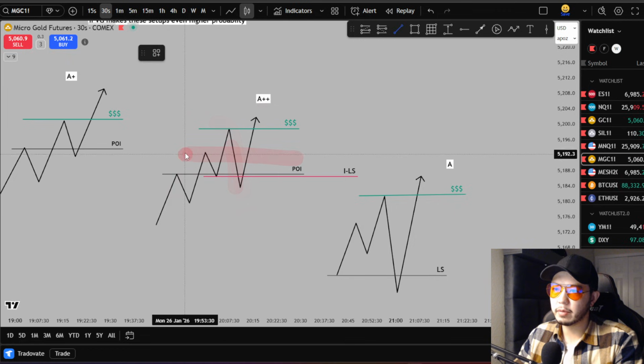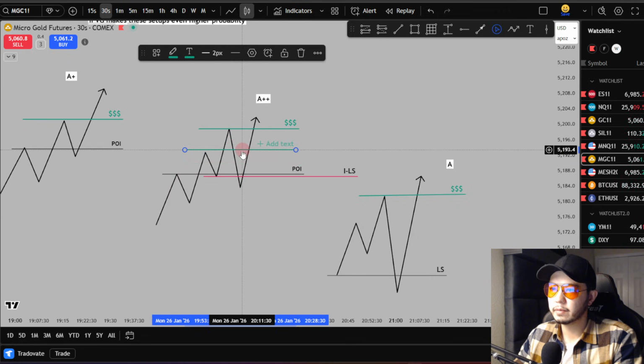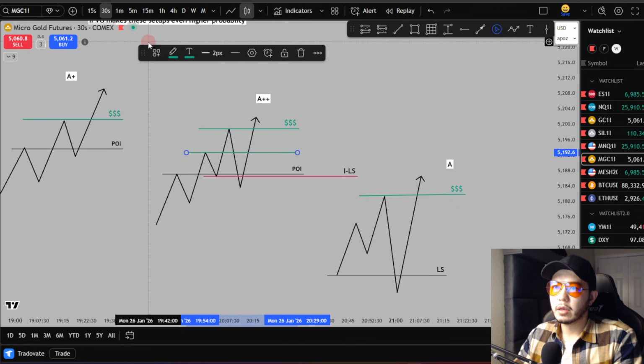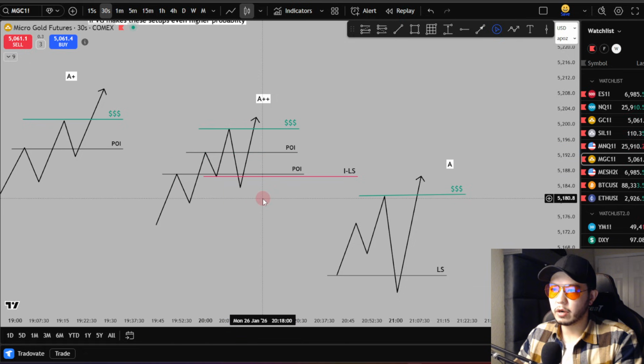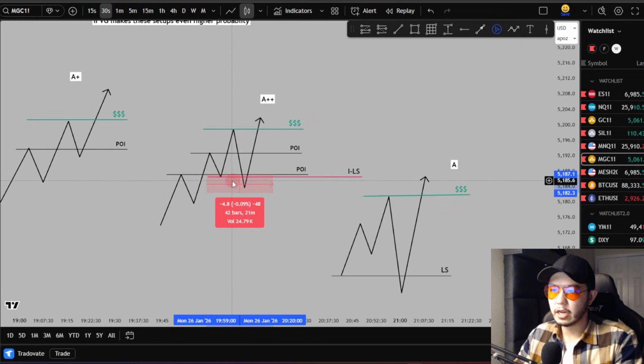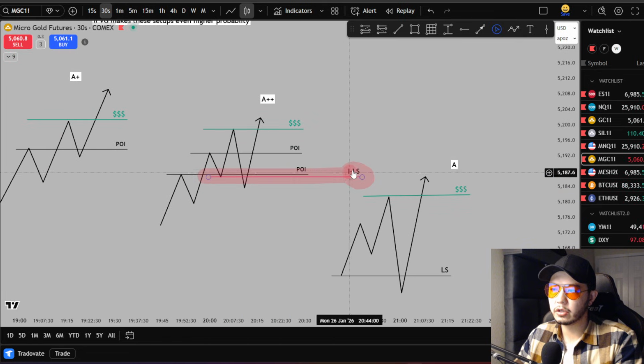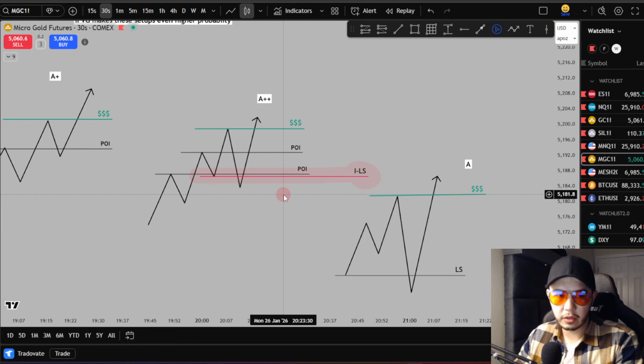Because, for example, if you had your setup in here like this, and I mark all these on the chart every time I trade. So I have 1 POI, 2 POI, and I also have this one here. And I usually mark this area, internal liquidity sweep, on either the 15-minute or the hourly.